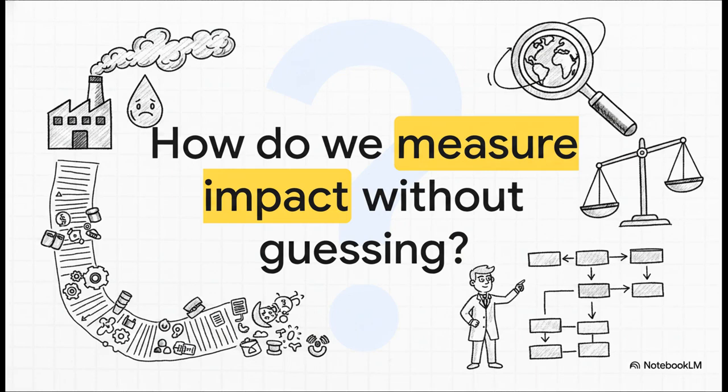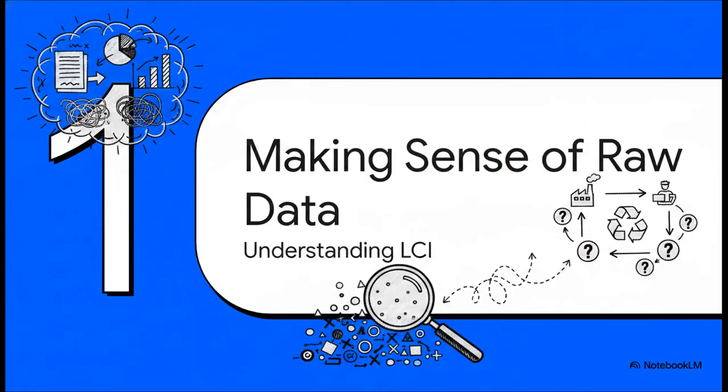So that brings us to the core question. Look, it's pretty easy to point out a factory and say, hey, it releases X amount of gas or uses Y gallons of water. But honestly, a massive list of emissions means absolutely nothing without a solid scientific methodology to translate all that raw data into actual real-world consequences. We literally need a system. Which takes us to Section 1, making sense of raw data.